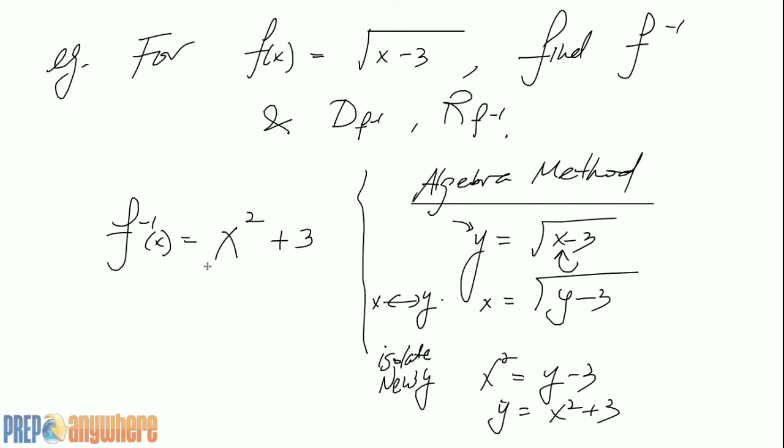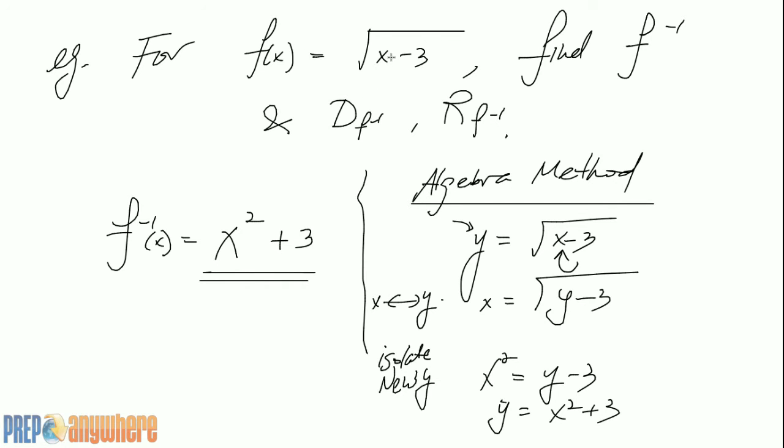What is the domain of this? You might be tempted to say it's everything. It looks like it, if you look at that, right? But then you have to consider the original. It doesn't matter what this looks like. It's always going to be the range of this function.